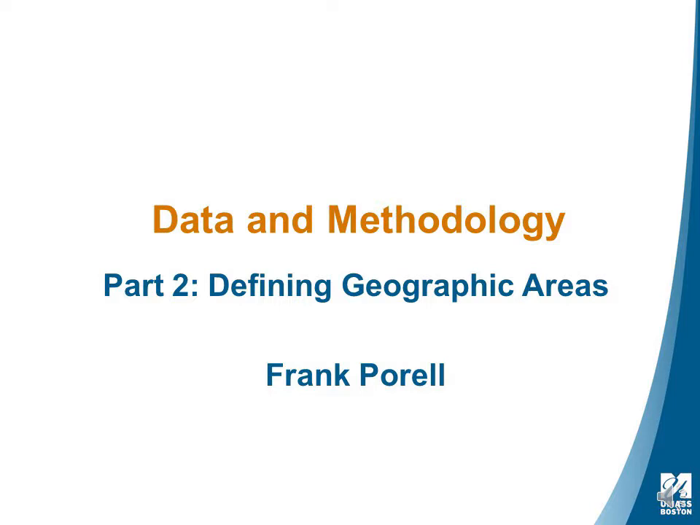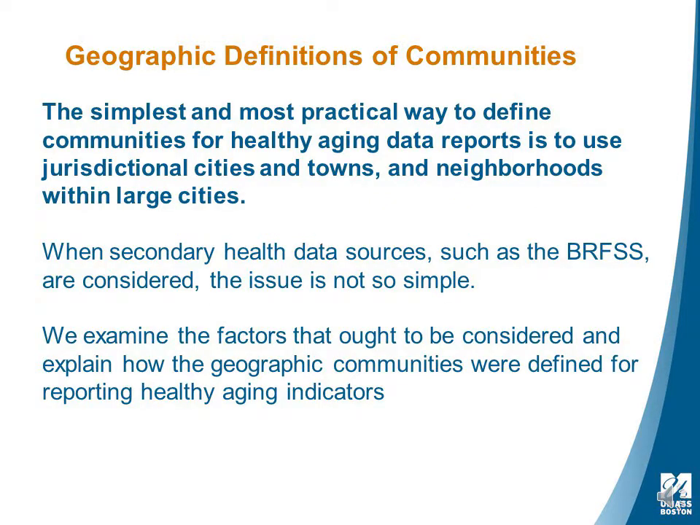Data and Methodology. Part 2, Defining Geographic Areas. Geographic definitions of communities. The simplest and most practical way to define communities for healthy aging data reports is to use the jurisdictional boundaries of cities and towns, and perhaps neighborhoods within large cities.